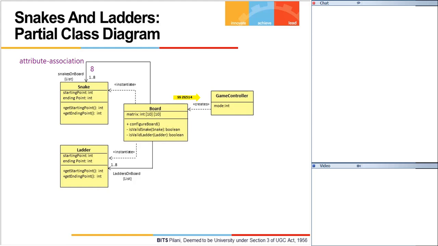Why not solid lines between game controller and board? The solid line has been transformed into the dependency relationship, which is an additional notation that exists in class diagrams.